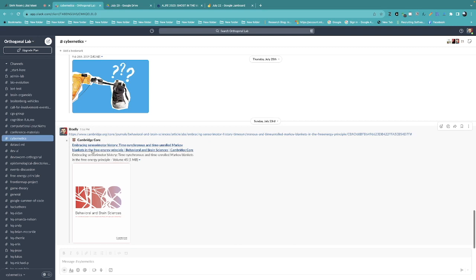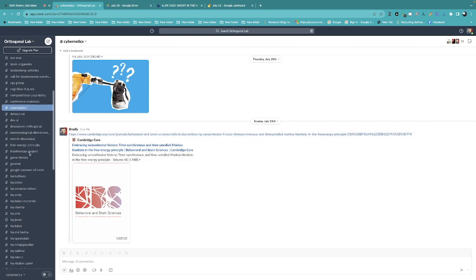And then this paper, Embracing Sensory Motor History: Time Synchronous and Time Unrolled Markov Blankets in the Free Energy Principle. So this is a new paper on the free energy principle and applying it to sensory motor systems. So it's very interesting stuff. Let's see if we have anything else.